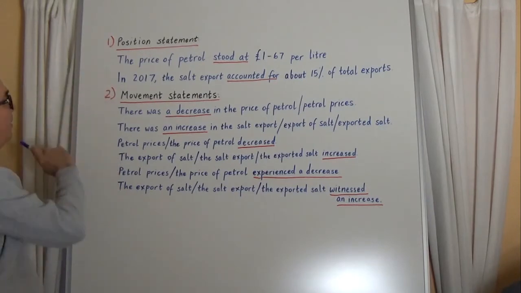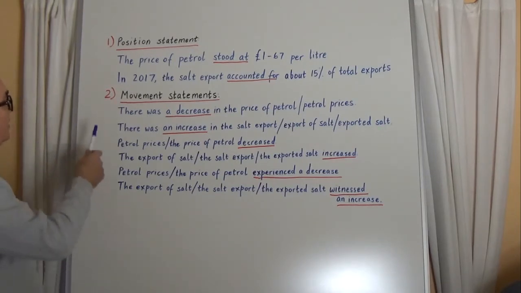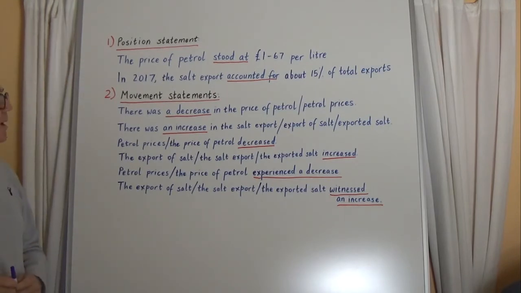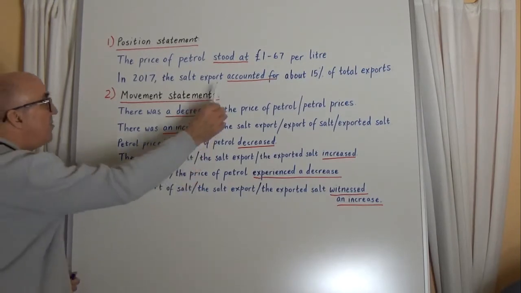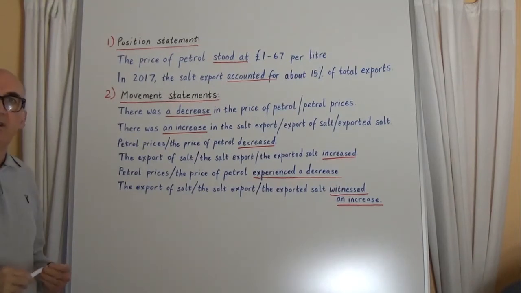Now here's some expressions we can use when we're explaining about the graph. Number one, position statement. That's when the statement doesn't move. For example, the price of petrol stood at £1.67 per litre, just for example. So what we're looking at here is this phrase here, stood at. It's a very good phrase to use if you're looking to score a band score of 8 and above.